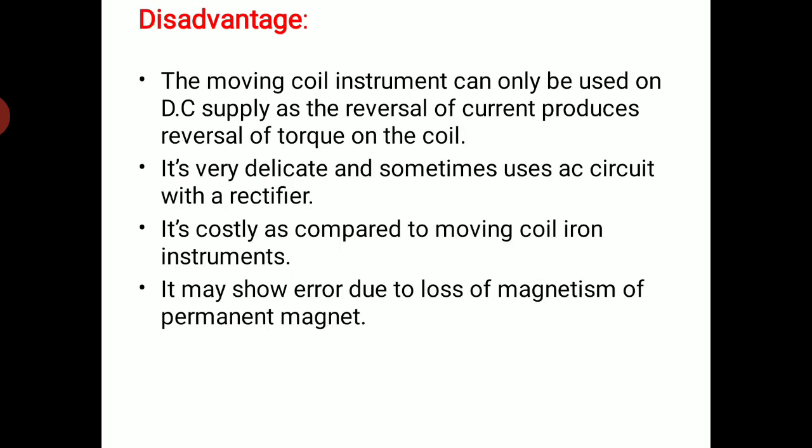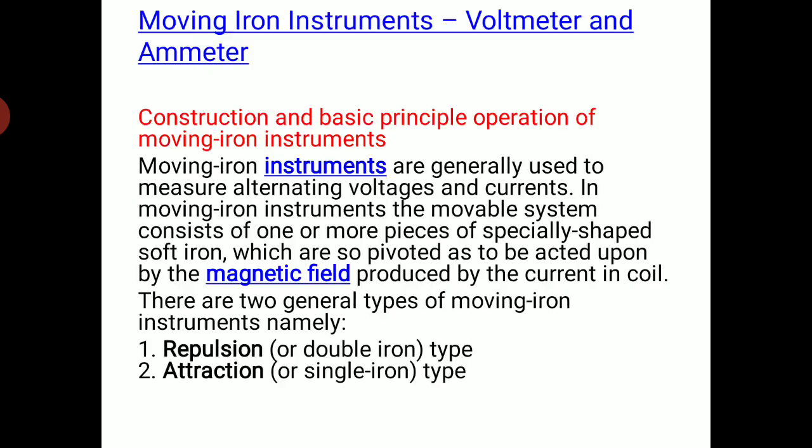The disadvantage is that it is used only for DC measurement. It cannot be used for AC measurement. It is delicate, and sometimes used for AC circuits with rectifiers. It is costlier as compared to moving iron instruments. Errors also show up due to loss of magnetism of the permanent magnets.